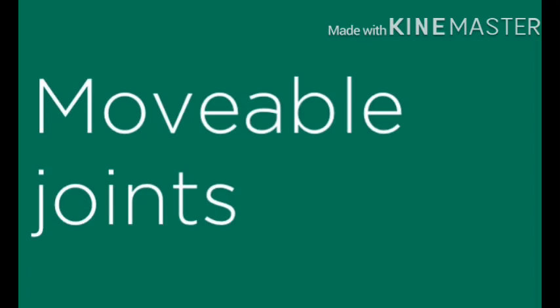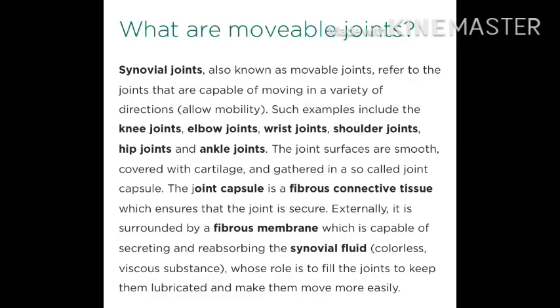Movable joints are of two types: freely movable joint and partly movable joint. The four major movable joints in our body are ball and socket joint, pivot joint, hinge joint, gliding joint. Now what are movable joints? Synovial joints are known as movable joints, referring to joints that are capable of moving in a variety of directions and allow mobility. Examples include the knee joint, elbow joint, wrist joint, shoulder joint, hip joint and ankle joint.